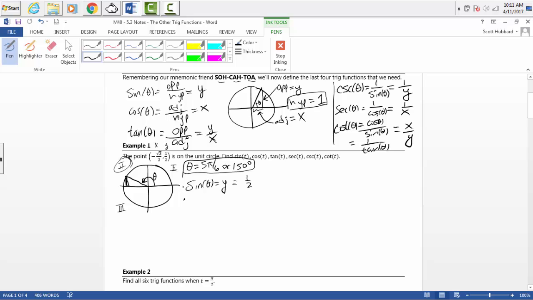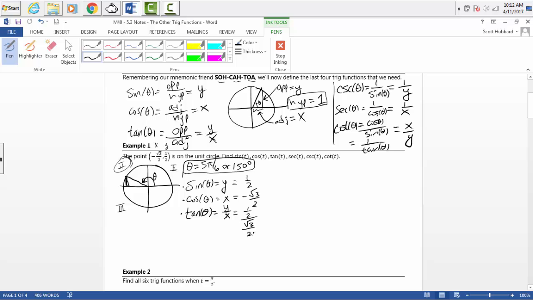Okay. Cosine of the angle, well, that's going to be the x value, which again they gave us was negative root 3 over 2. Okay. And then the tangent of the angle is going to be, well, it's just y over x. That's what the definition of tangent is. It's just the y divided by, it's a ratio of y divided by x. So for us, it's going to be 1/2 over root 3 over 2.